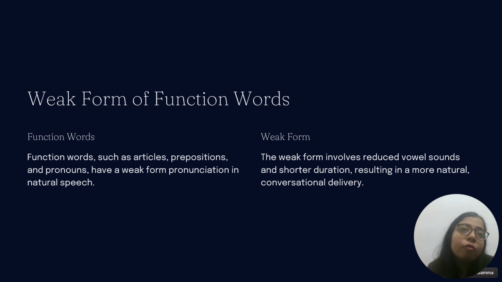Next is weak form of function words. First, we'll know about function words. Function words such as articles, prepositions, and pronouns have a weak form pronunciation in natural speech. Whenever we are saying these words like the, a, sometimes we miss saying them, or sometimes we're saying them in such a low pitch that people cannot understand what I'm saying, or they don't even bother because they are function words. They are articles, prepositions. Okay. Then weak form. The weak form involves reduced vowel sounds and shorter duration resulting in more natural conversational delivery.